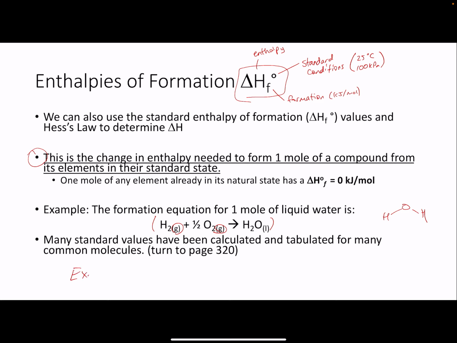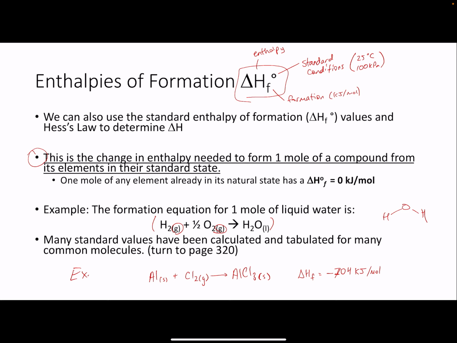From this page here, I'm going to look at aluminum chloride, which is listed as a solid. To write a formation equation for that, I just look at the elements that make it up. In this case, it's aluminum, which is a solid on the periodic table, and chlorine gas. Those two combined form aluminum chloride. Now, the enthalpy change associated with this is negative 704 kilojoules per mole. That's the formation enthalpy, which means it's an exothermic process.